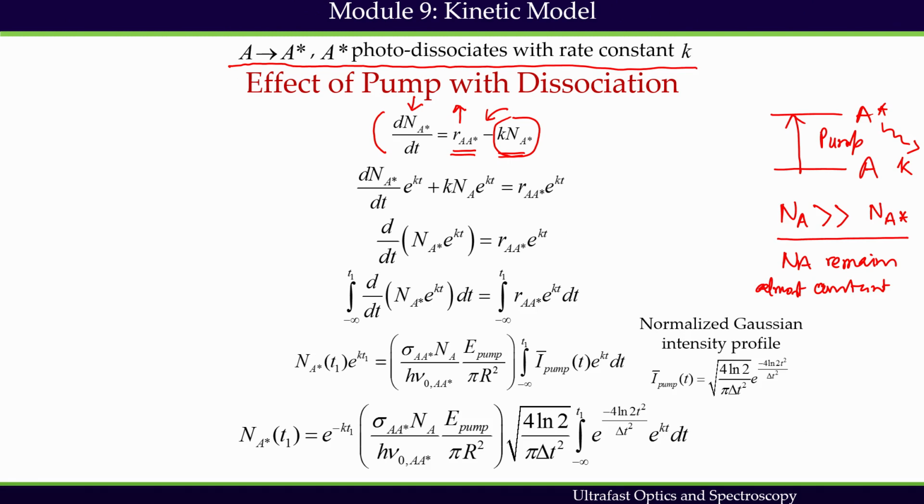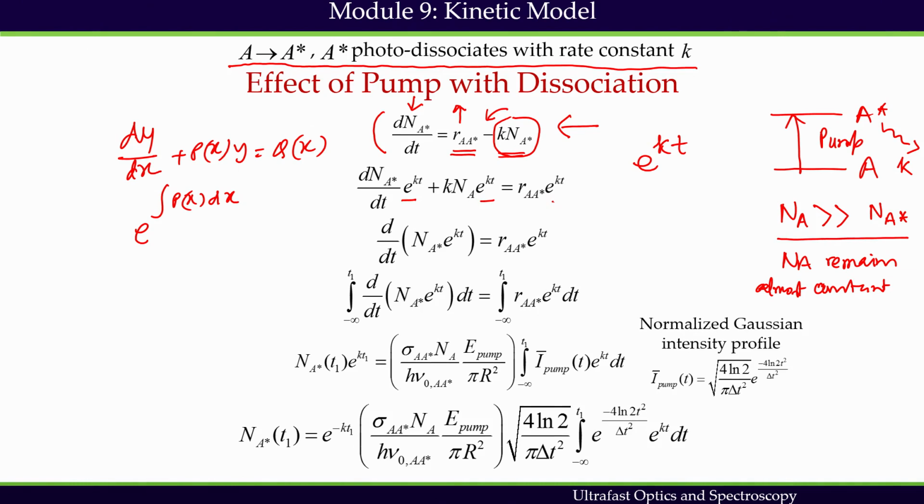Now, this equation is a first order linear differential equation of the standard form dy by dx plus p(x) y equals q(x), which can be solved using the integrating factor e to the power integral p(x) dx. So, for the given problem, we get the integrating factor e to the power kt. That is why we have multiplied by e to the power kt.